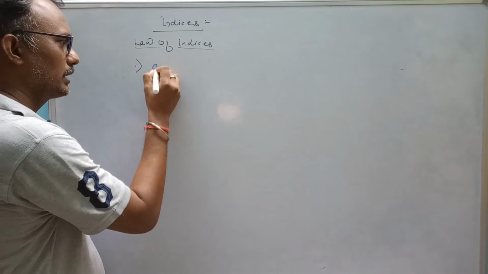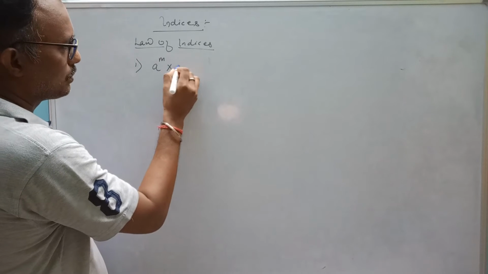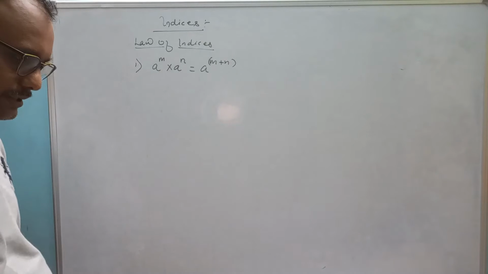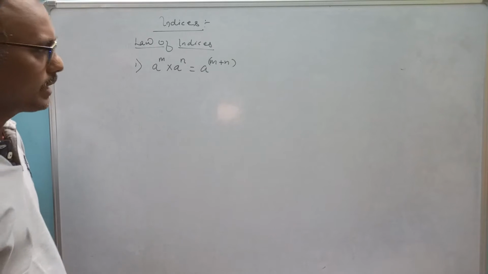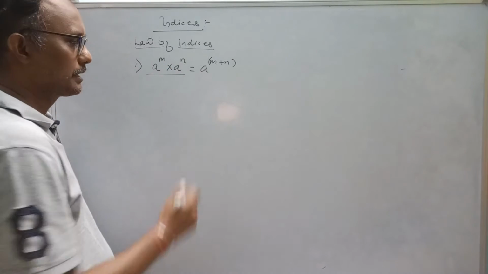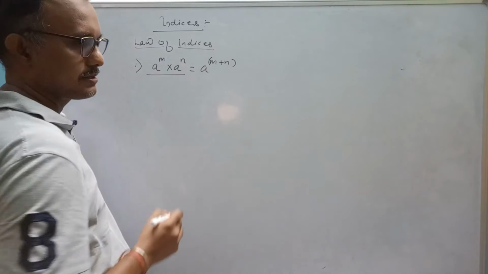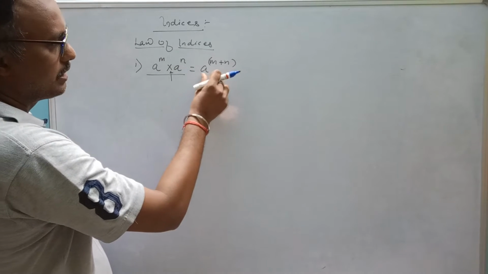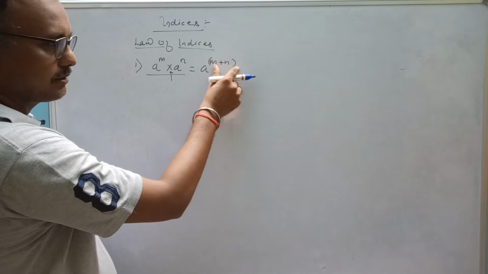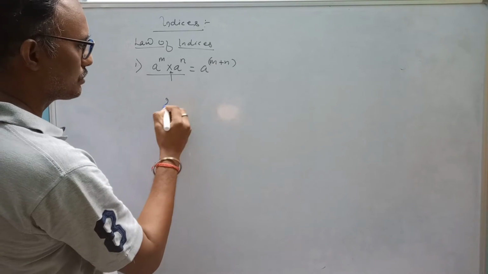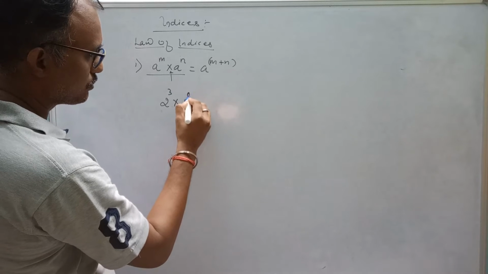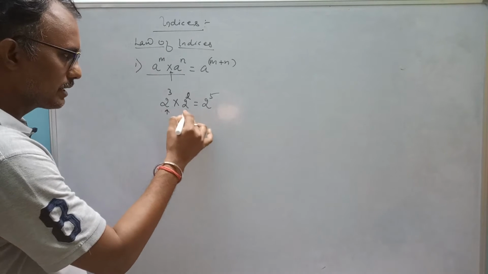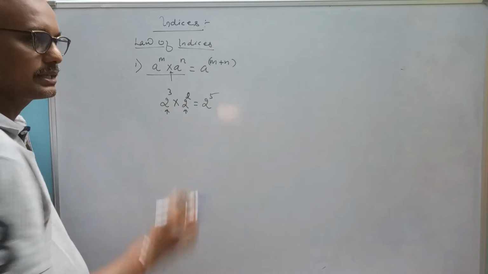First, a raised to m into a raised to n is a raised to m plus n. When you have the same base and different indices, and the numbers are multiplied, you can just have a single base and add the indices. Like 2 raised to 3 multiplied by 2 raised to 2 can be written as 2 raised to 5. Simply, since the base is the same and it's a multiplication, you can just add the indices.